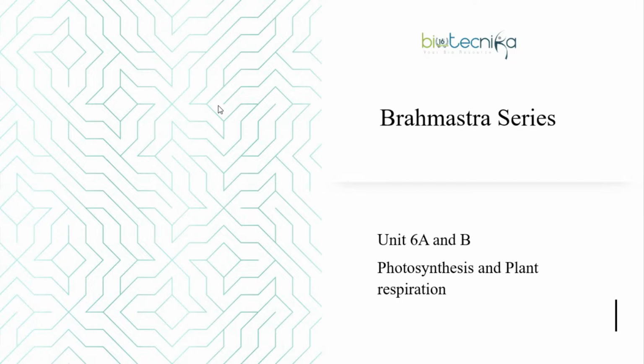All right. So today we will be talking about Unit 6. I will take up the first two parts today, which are photosynthesis and plant respiration. Now, photosynthesis and plant respiration are very important from your CSIR exam, and a lot of questions are asked from these two chapters itself.